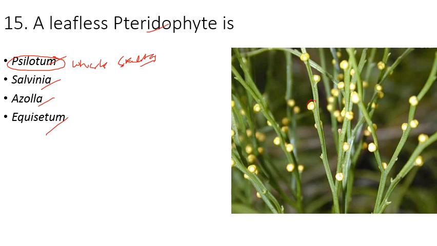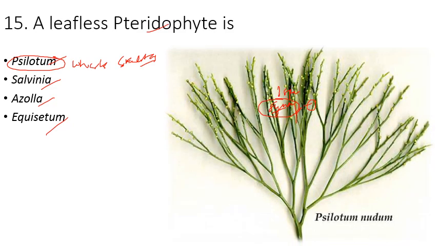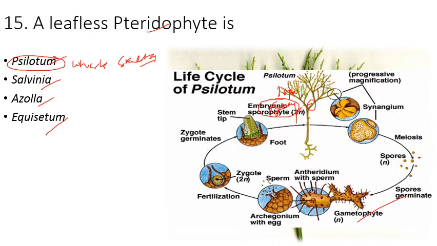And in this, these structures are known as synangium. They are made up of 3 sporangia; by the fusion of 3 sporangia this structure is formed. This is called synangium. This is Psilotum nudum. This is the photograph of Psilotum nudum. Then we have the life cycle of Psilotum.